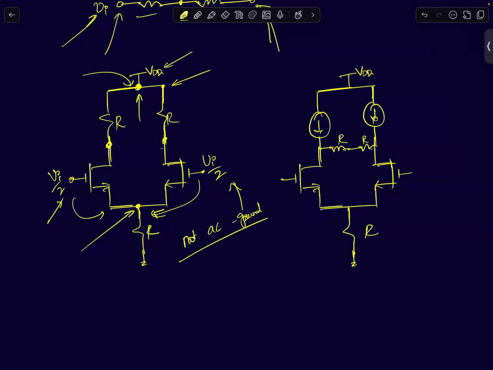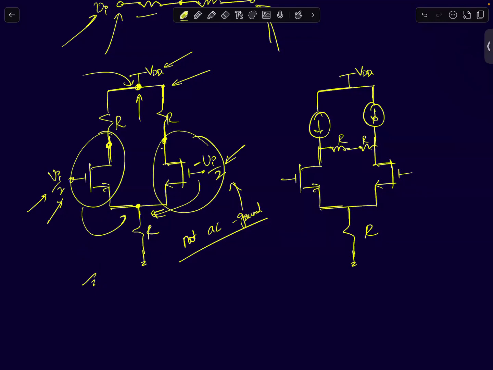AC ground means whatever AC signals I apply to the circuit, whether differential or common mode, this node should go to ground. It doesn't. Only when you apply a differential input, plus Vi by 2 and minus Vi by 2, will this node come to ground, because it's a purely symmetric circuit. If this amplifier is trying to drive this node by some amount, the other one will drive it by the same amount with a negative polarity. So this node voltage will come to ground.